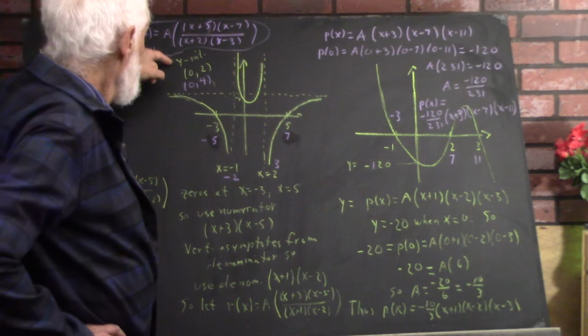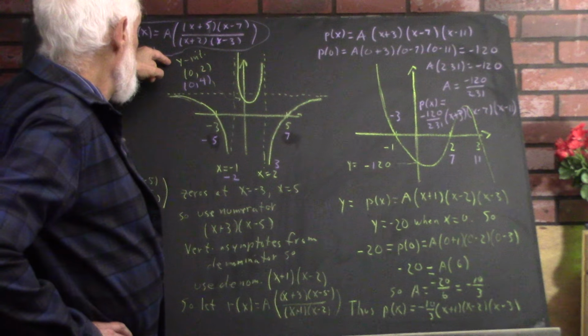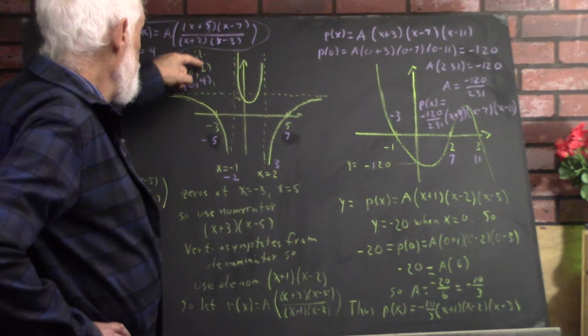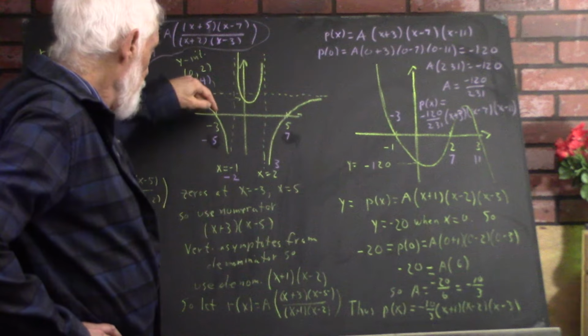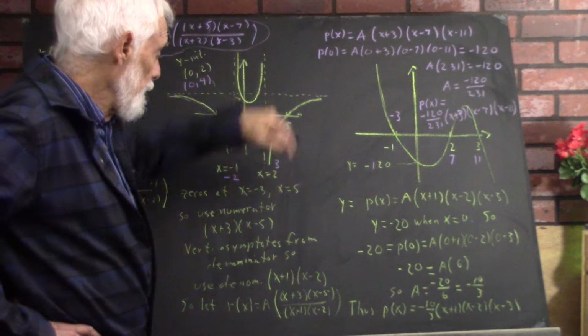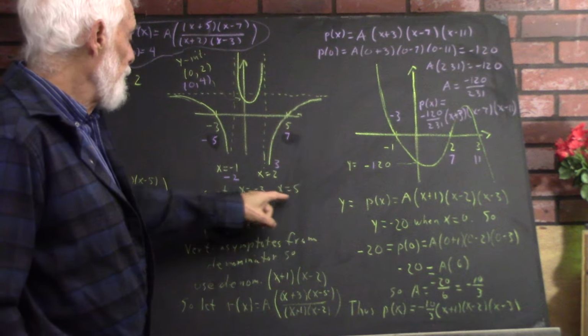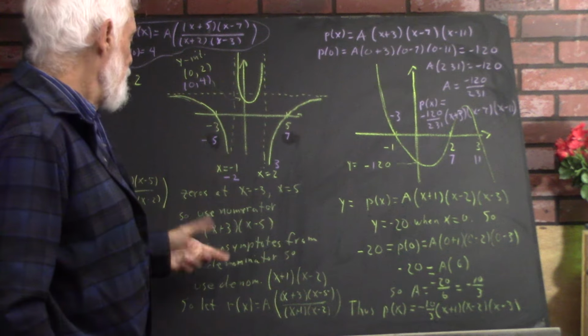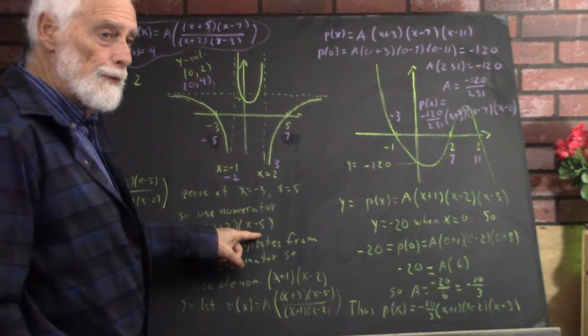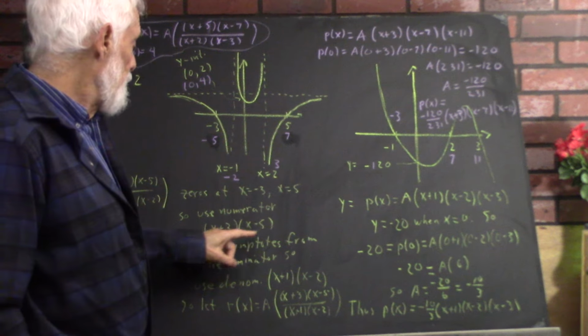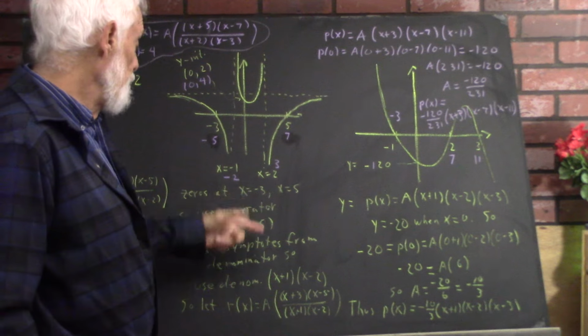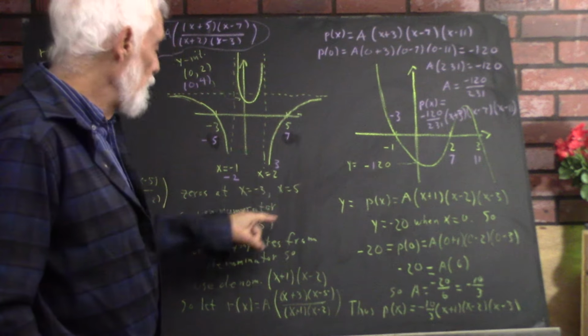So anyhow, the y-intercept is going to be (0, 2). And you're going to have zeros at x equals -3 and x equals 5. Zeros at x equals -3 and x equals 5 mean that we better use x plus 3 and x minus 5 for a numerator, because those factors give us 0 when x is either -3 or 5.